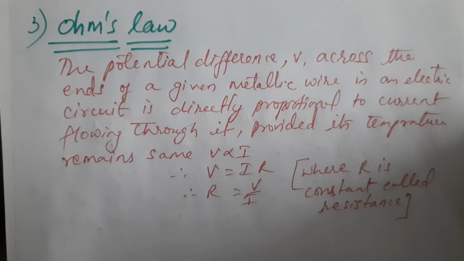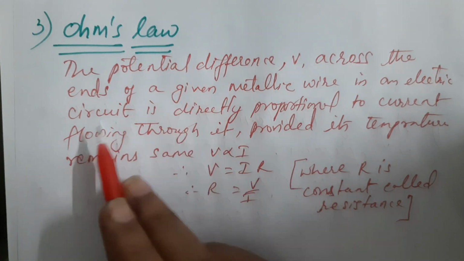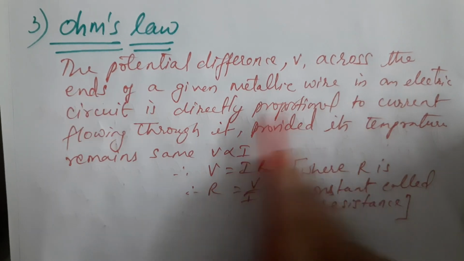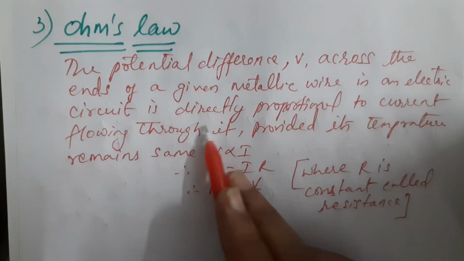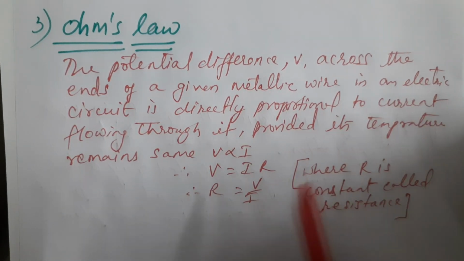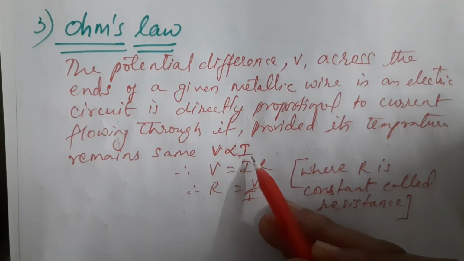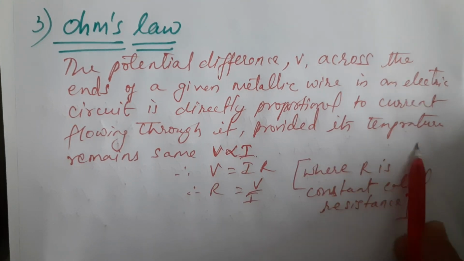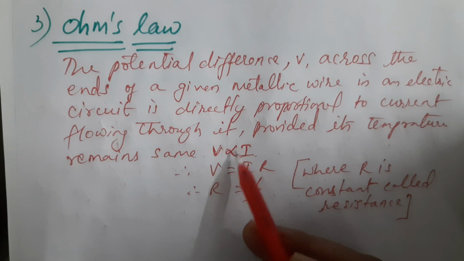Now let's start with the third law. It is from the electricity chapter, so it is Ohm's law. Ohm's law states that the potential difference V across the ends of a given metallic wire in an electric circuit is directly proportional to the current. That is, potential difference is directly proportional to current, V is proportional to I, flowing through it provided its temperature remains constant. Okay, when the temperature is constant, V is proportional to I.